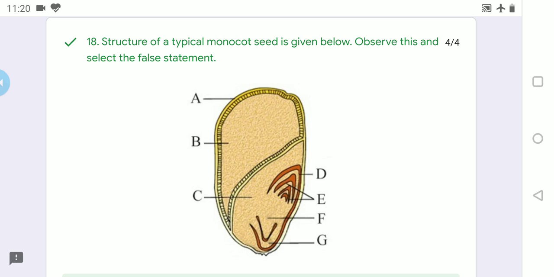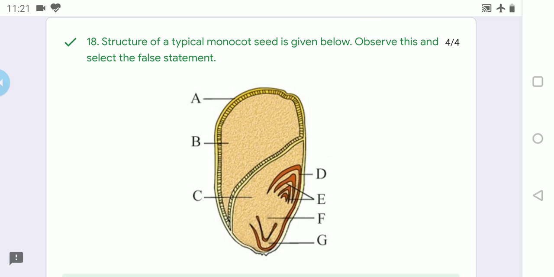The structure of a typical monocot seed is given. Observe this and you should select the false statement. Before we move towards the statements, let me tell you what the labels are. A is pericarp, B is endosperm, C is scutellum, D is coleoptile, E is plumule, F is radicle, and G is coleorhiza.